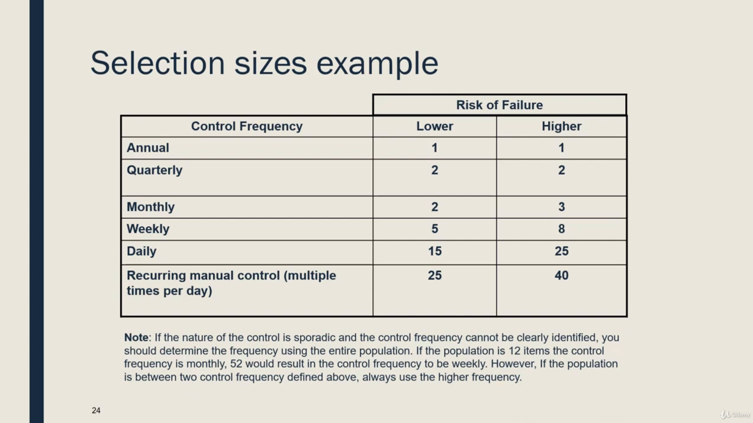For a control that occurs weekly, if it has a lower risk of failure, you only need to select 5 items to test per this particular guide. However, if it has a higher risk of failure, then you would want to test at least 8. These numbers are just minimums. You can test at least 5 on the lower end of the risk of failure or 8 on the higher end of the risk of failure.